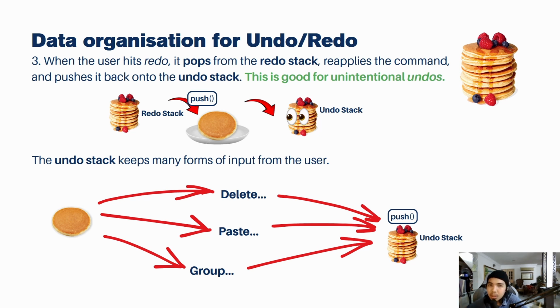The undo stack keeps many forms of input from the user, so it's not just typing. It can also keep track of what you deleted, what you pasted, and what you grouped together inside the code editing software.